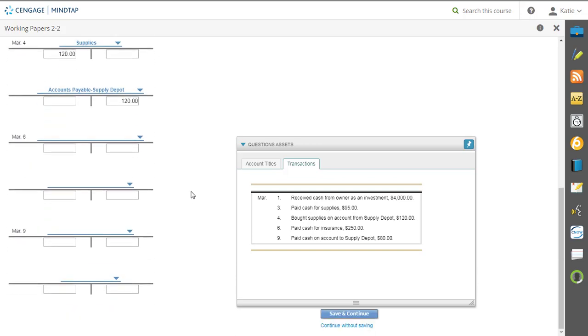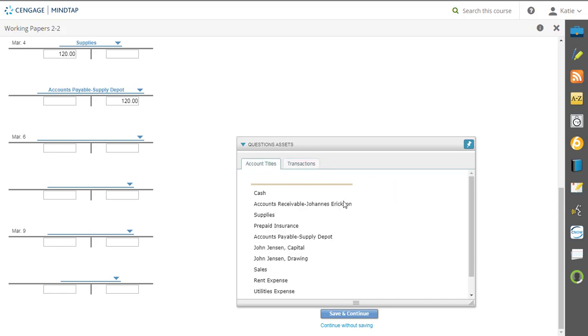March 6th, paid cash for insurance. Lillian, what account do you hear when you have paid cash for insurance? Okay, so we don't have an account called insurance, but we have something called prepaid insurance, yes. So do we have more insurance or less insurance, Lillian? More. So prepaid insurance is what type of an account? Asset, liability, or owner's equity? Does it have the word payable in it? So it's not a liability.